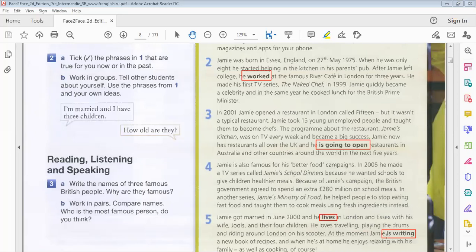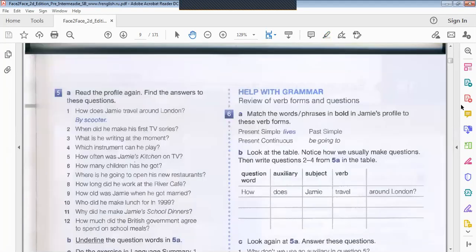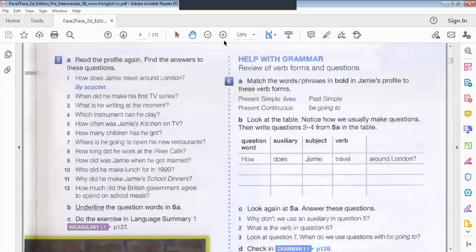Is writing. Jamie's writing. Present continuous. Simple or continuous? Continuous. Yeah. Is writing. Correct. So this is the first sort of introduction question. I think it's straightforward, not too hard.